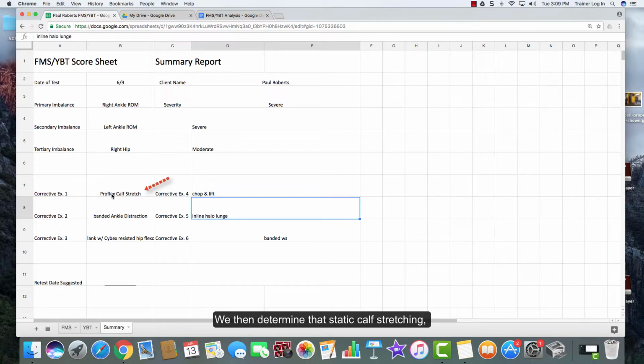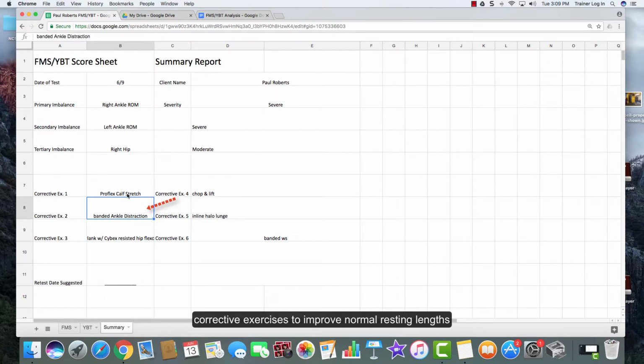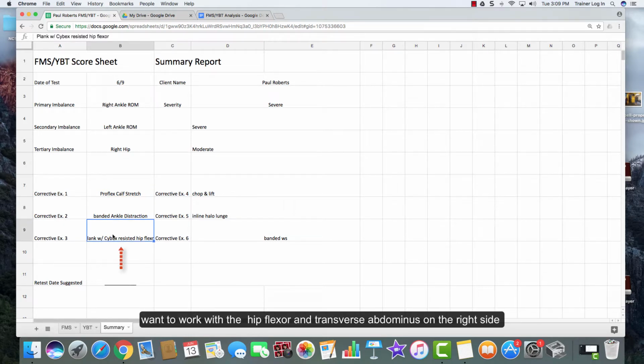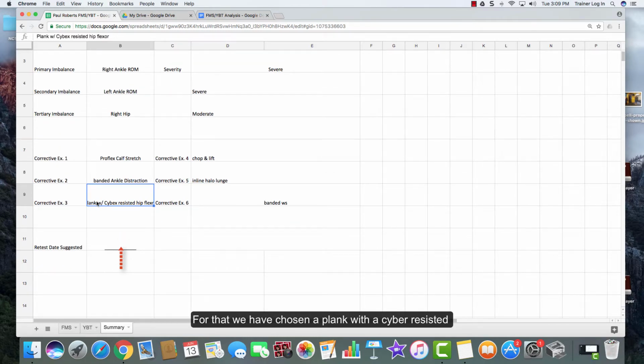We then determine that static calf stretching and banded ankle distraction would be the first two corrective exercises to improve normal resting lengths of the muscles for the ankle, and also improve plantar flexion and dorsiflexion in that ankle. We would then want to work on the hip flexor and transverse abdominis on the right side. For that, we have chosen a plank with a Cybex resisted hip flexion.